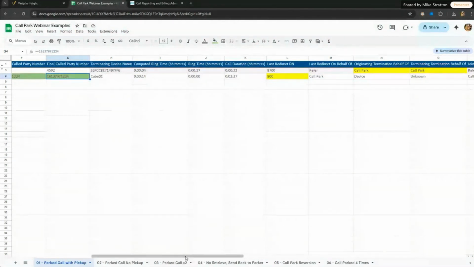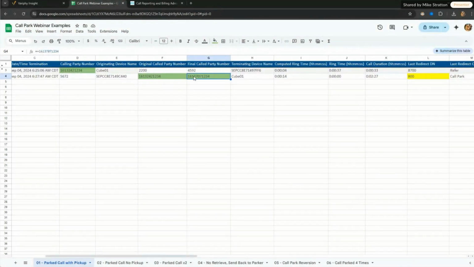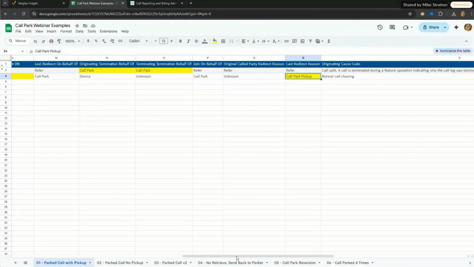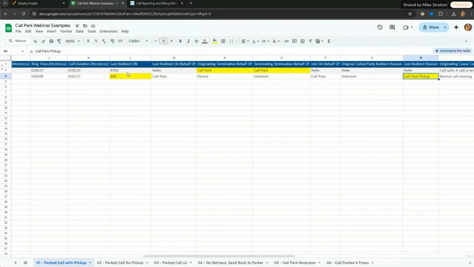So Cisco doesn't tell us in the two normal outbound dialed fields that they're calling 800, but instead they show us that the person is being connected to the original caller. And the way that we know it's a call park pickup is that the last redirect reason is call park pickup, and then the last redirect reason also coincides with the last redirect DN.